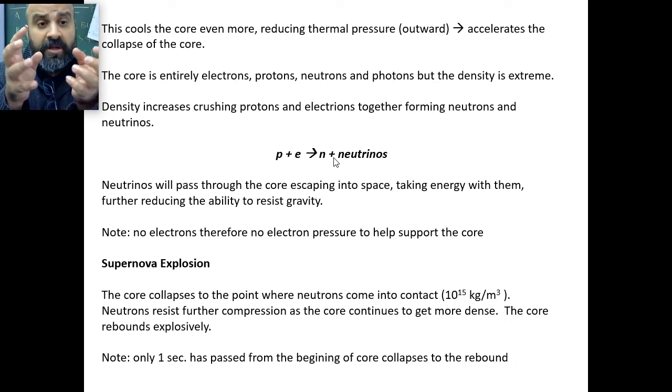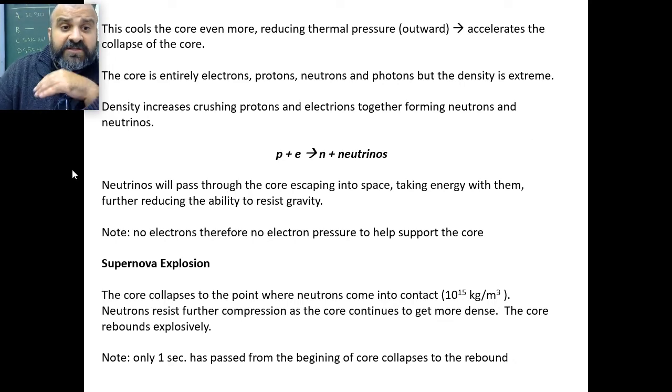If you remember, electron pressure stopped the cores in the sun-sized stars from collapsing and stopped the white dwarf from collapsing completely. But because there's no more electrons, there's no electron pressure, the negative and negative repelling each other. That stops. There's no pressure to support the core, so the core collapses even further.